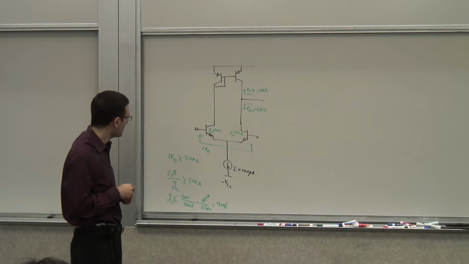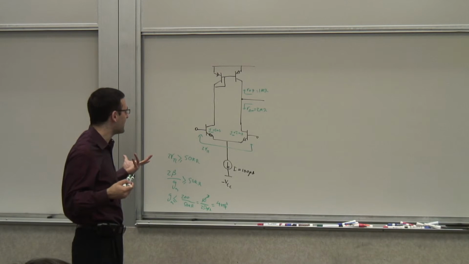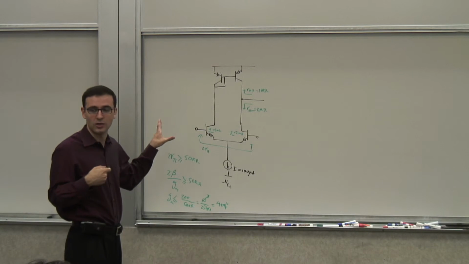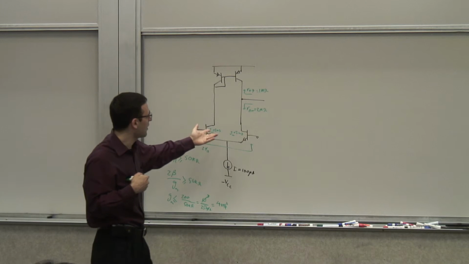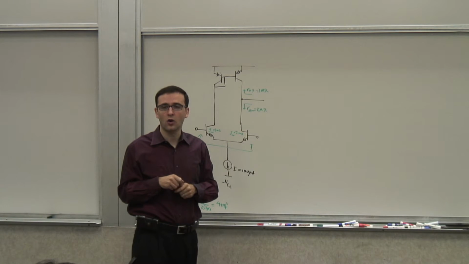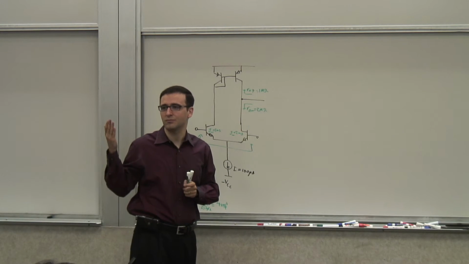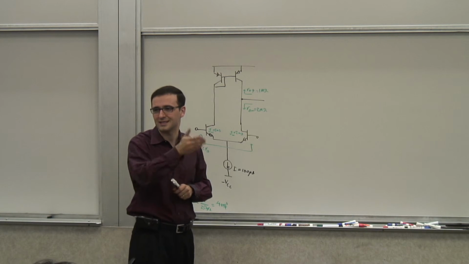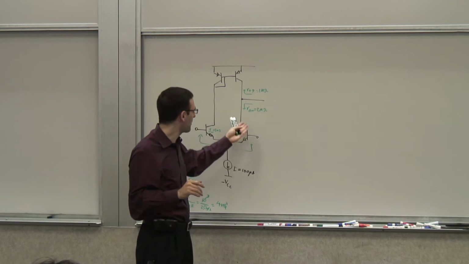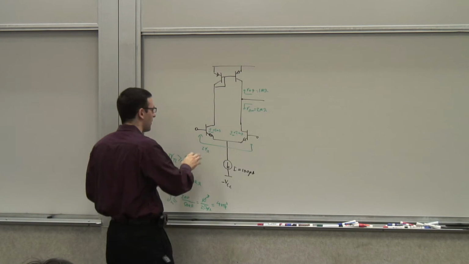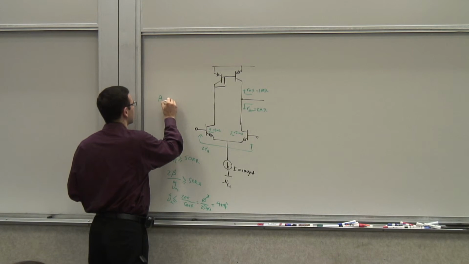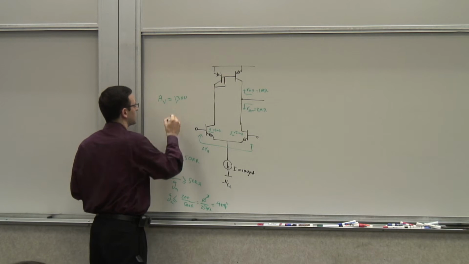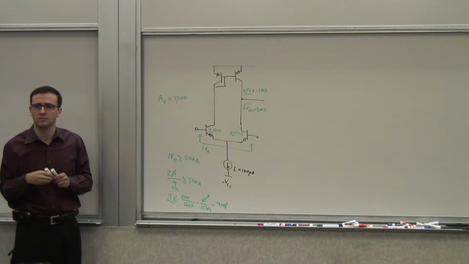Okay. So what is the gain of the stage as is? I mean, I haven't loaded it yet. What is the gain? It's 2 millisiemens times 660 kiloohms, so it's about 1300. So the voltage gain with no loading is about 1300. Okay?